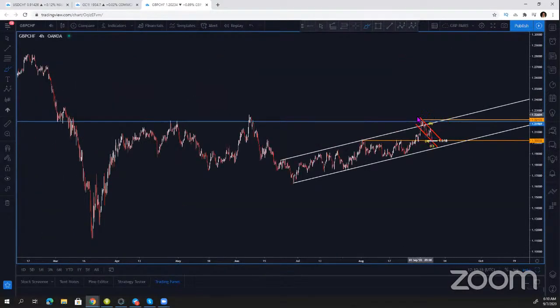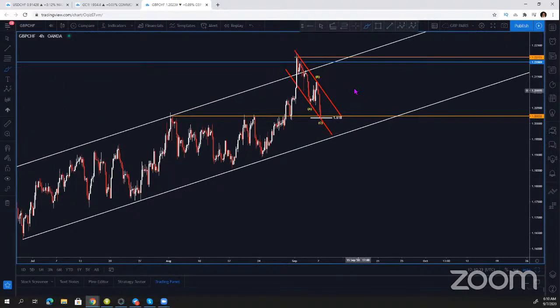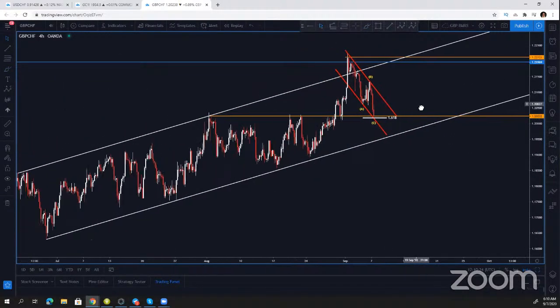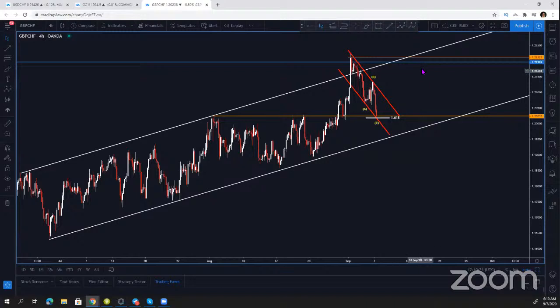Of course, we don't know if price is going to break the 122 or if it reverses at this level. There's a lot of ifs, right? But if this scenario plays out, I will be trading it, but I will be definitely taking most of it at this level, right?